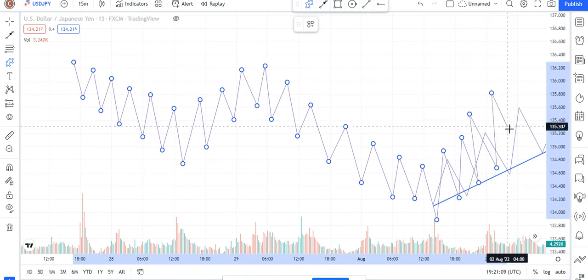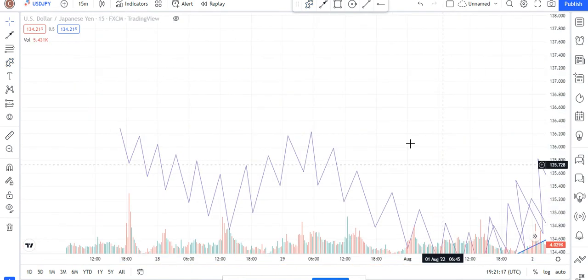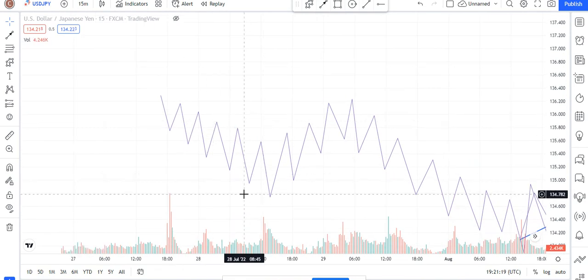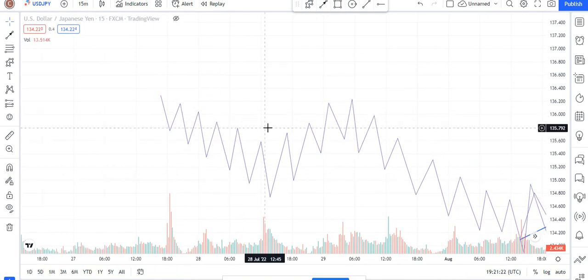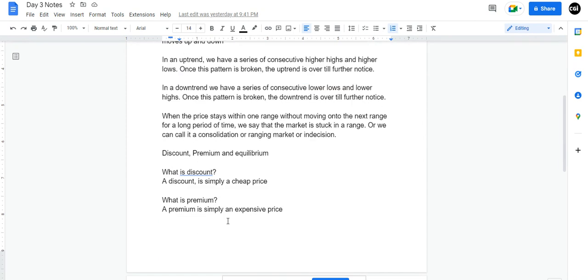So this is a bigger corrective leg, then it continues with another impulse leg. So that's how the price action moves. In a downtrend, we create lower lows and lower highs, while in an uptrend, we create higher highs and higher lows. So that is that. And when price stays within a range without moving on to the next range for a long time, we say that the market is stuck in a range, or we call it a consolidation or ranging market or indecision. So we've said that before, right?